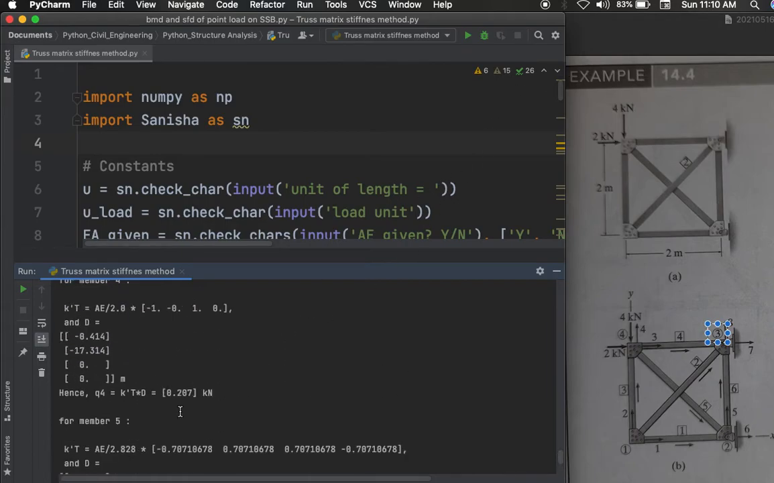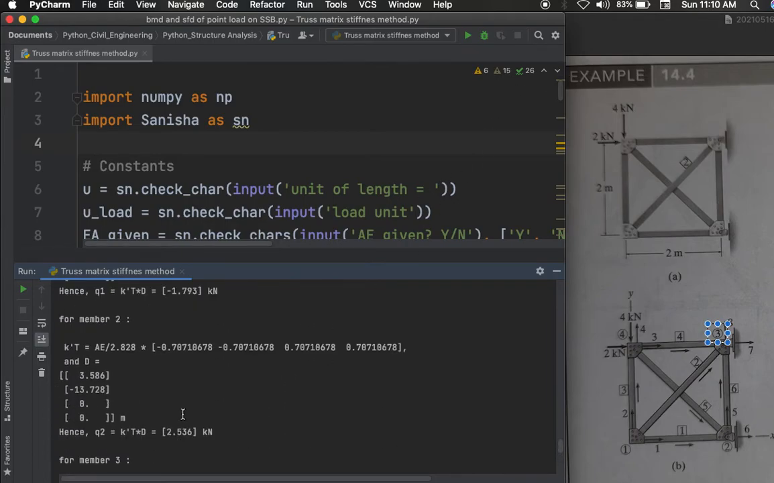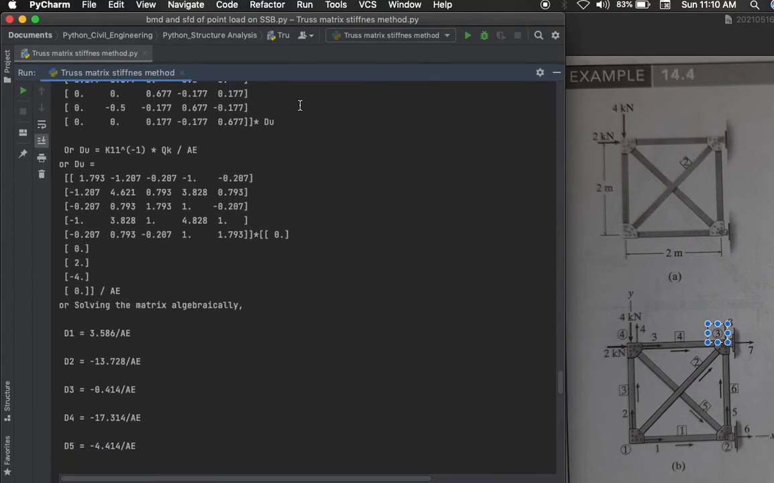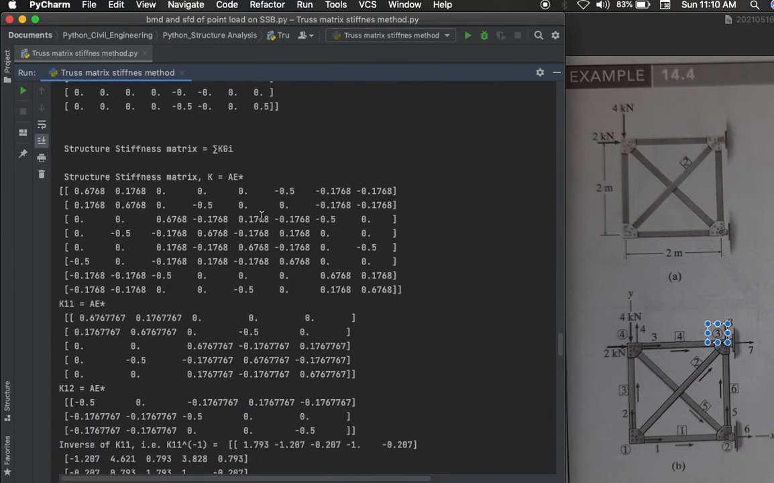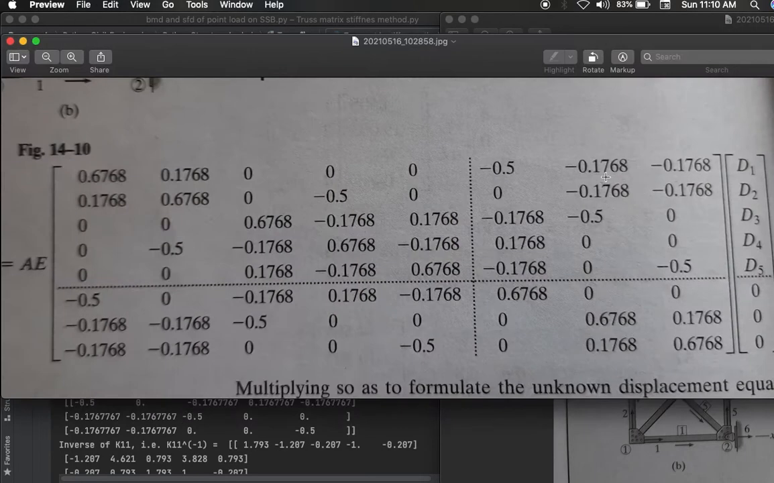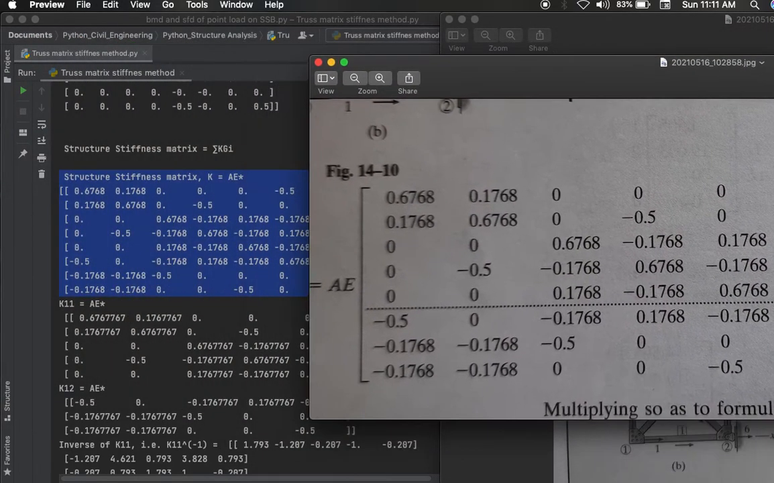So let us check the results. Now let me put it like this here. This is our global stiffness matrix. Let us check this part with the results given in the book. So these are the results in the book.